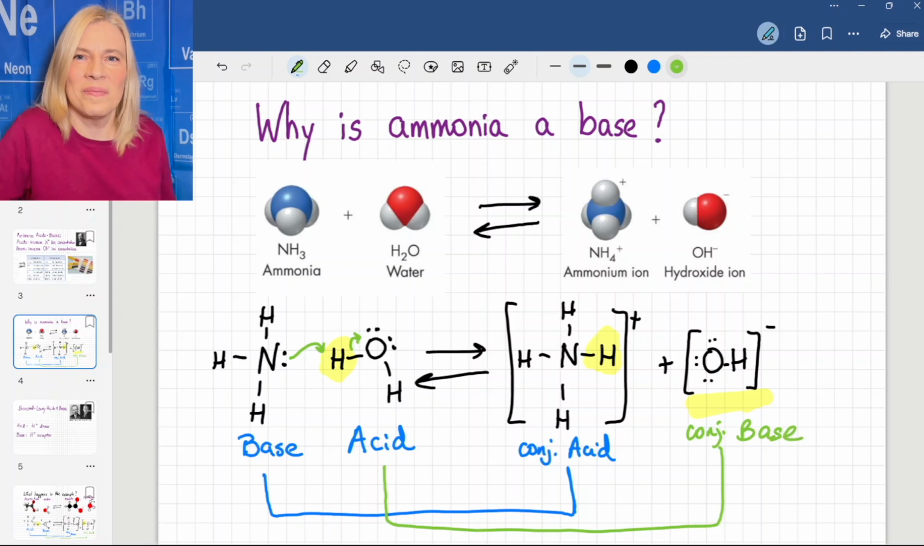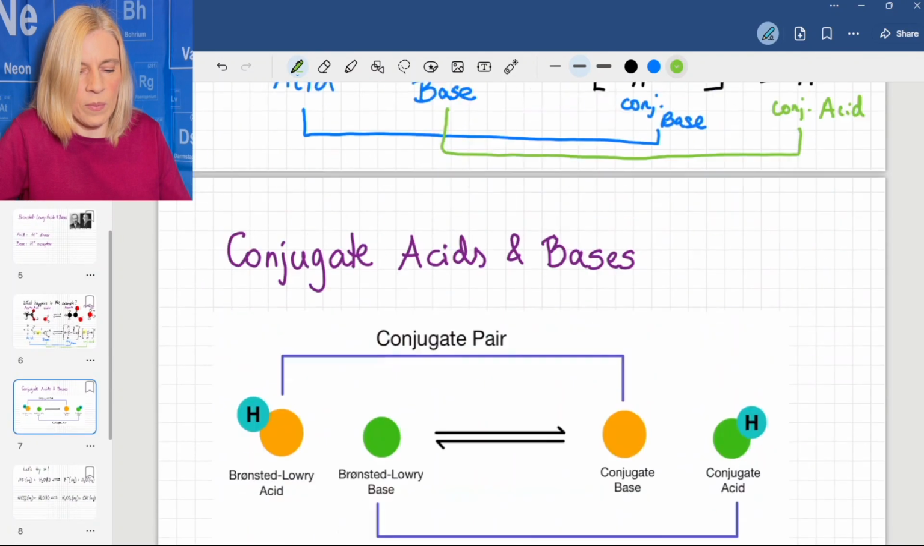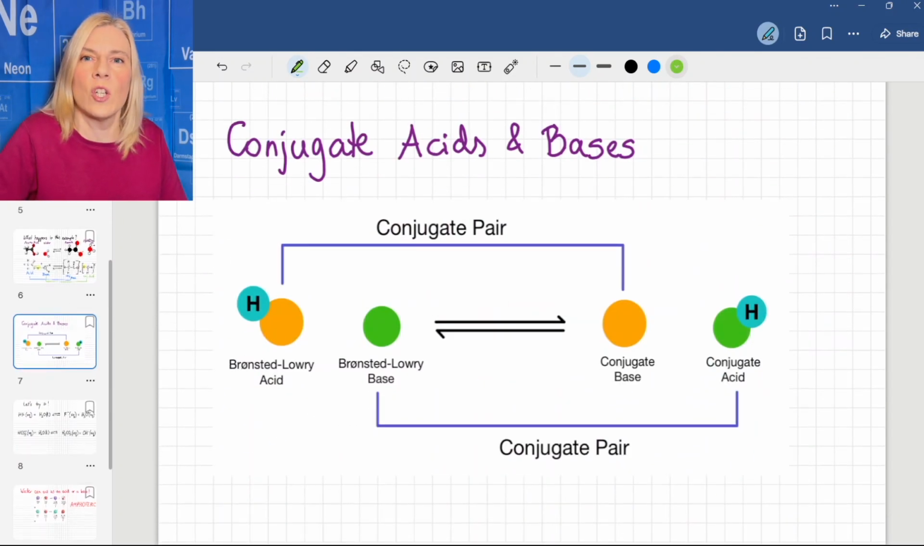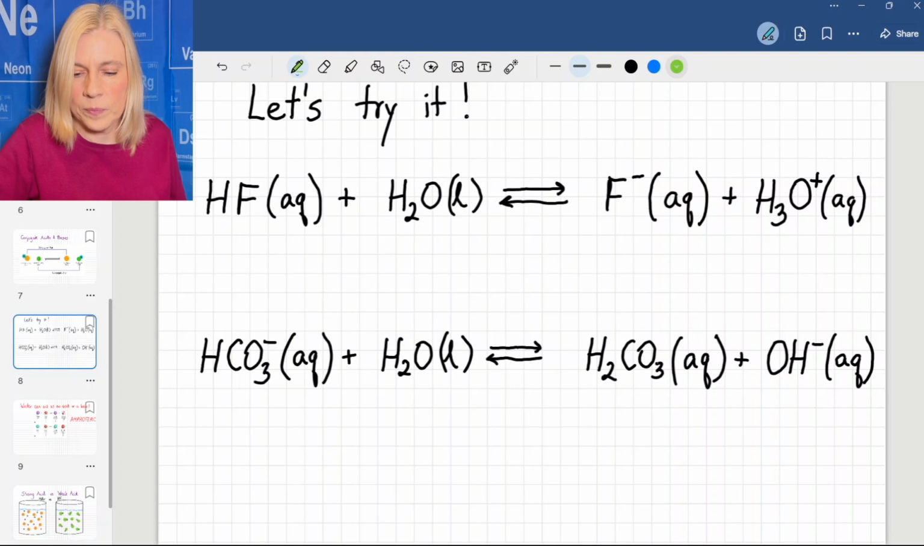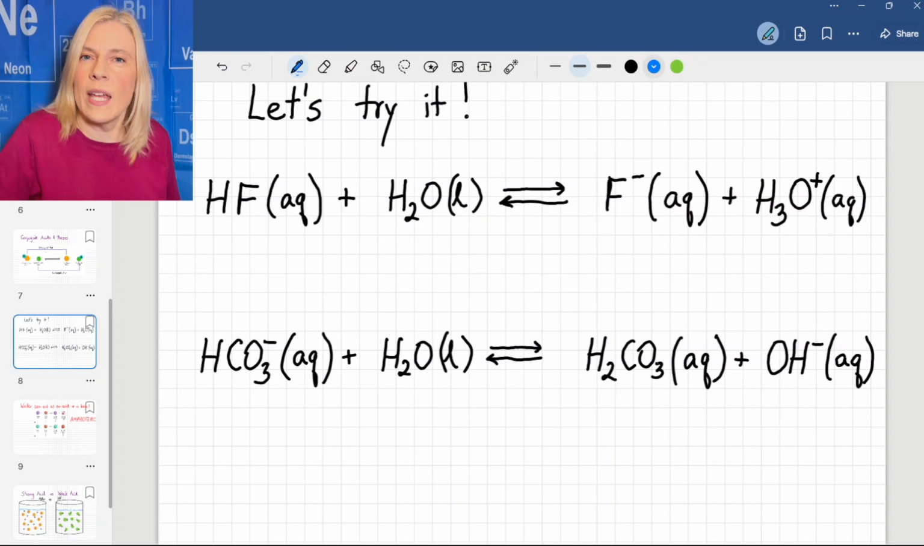Did you get that? Would you like to do a few more examples? I think we should do another example. So one more time, let's have a look at this picture. We are playing catch. You're going to follow who has the H before the arrow, who has that H plus after the arrow. So let's go to these examples. Let's try this. So we have hydrofluoric acid reacting with water. So where is the H? Where is it going? Can you see it?